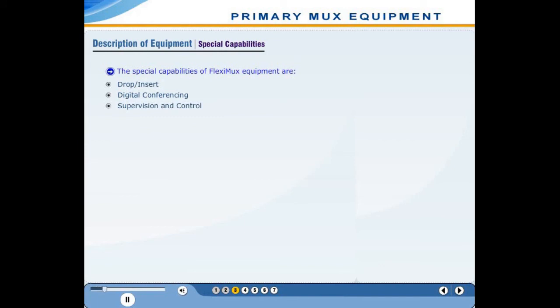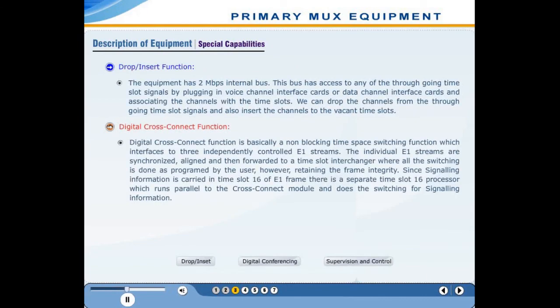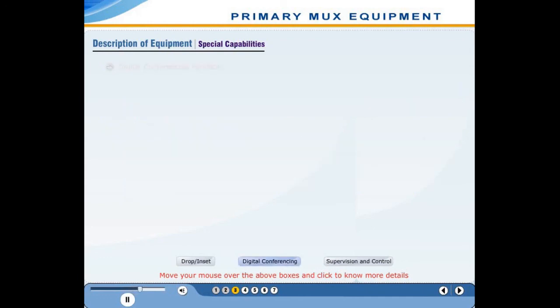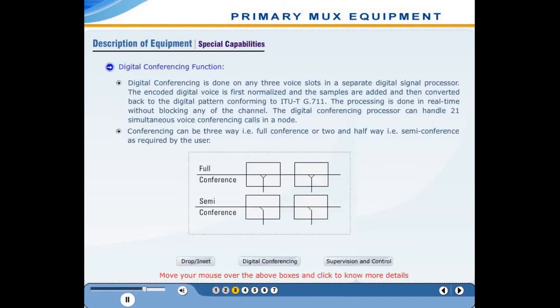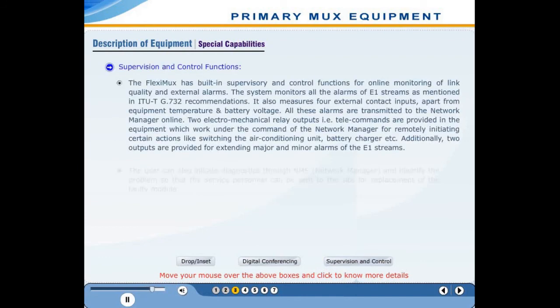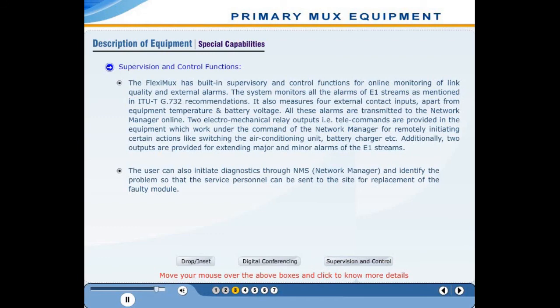Special capabilities of WebFill FlexiMUX equipment. The capabilities available are drop insert function, digital conferencing function, supervision and control functions. Details of drop insert function and digital cross-connect function are shown on screen. Digital conferencing function is shown on screen. Supervision and control functions are shown on screen.